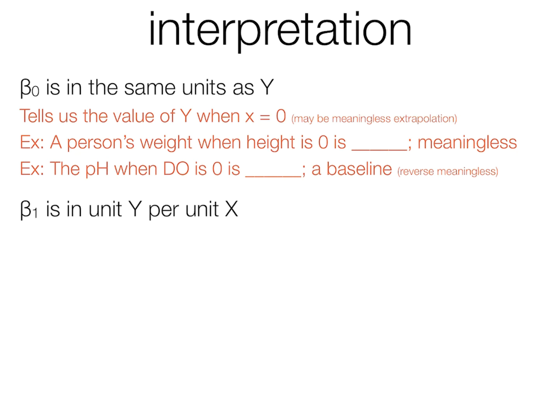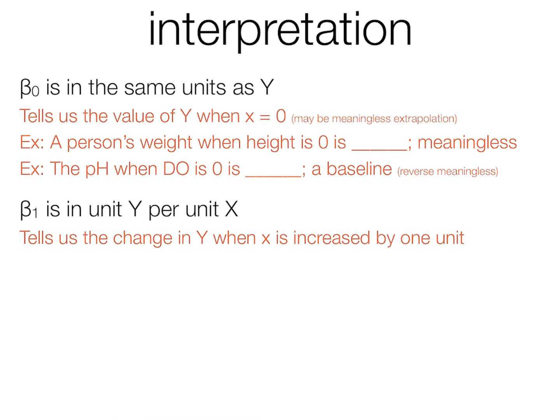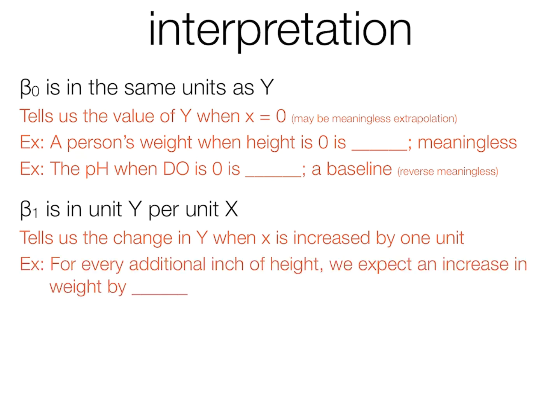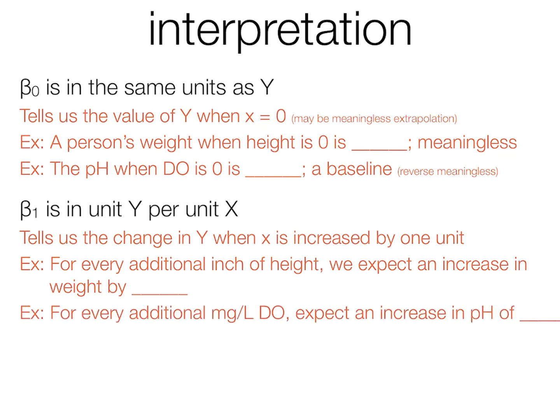Beta 1 is interpreted in units of y per unit x, just like in lines ordinarily. It tells us the expected change in y when x is increased by 1 unit. For example, for every additional inch of height, we expect an increase in weight by whatever beta 1 is. Or, for every additional milligram per liter of dissolved oxygen, we expect an increase in pH of whatever beta 1 is.